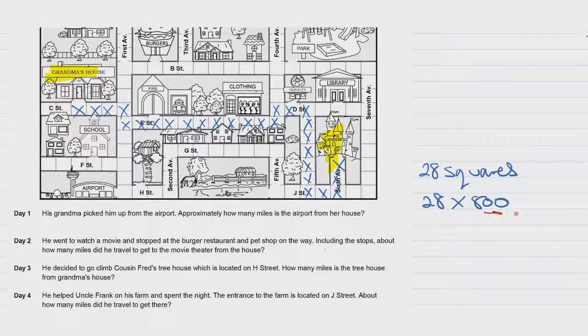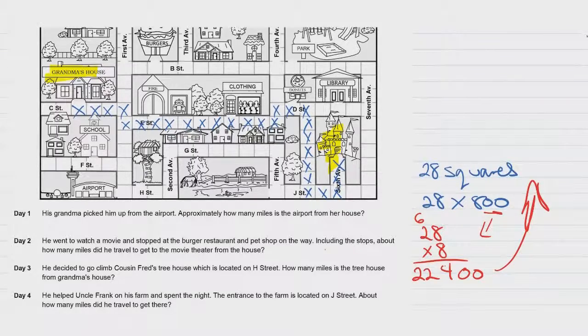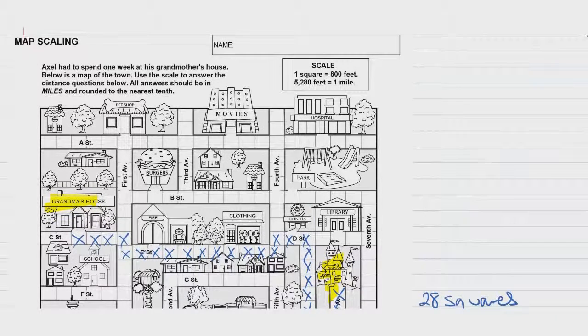I don't worry about the 2 zeros, so I do 8 times 28. 8 times 8 is 64. Carry the 6. 8 times 2 is 16, plus 6 is 22. And then I put back in the 2 zeros, and I get 22,400. So then I'm going to come up here, and I'm going to divide 22,400 by 5,280 feet to calculate how many miles it is going to be.